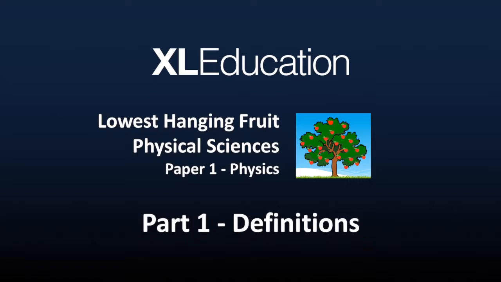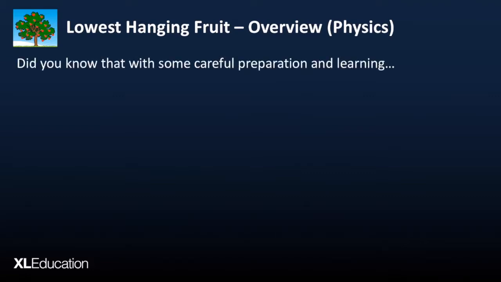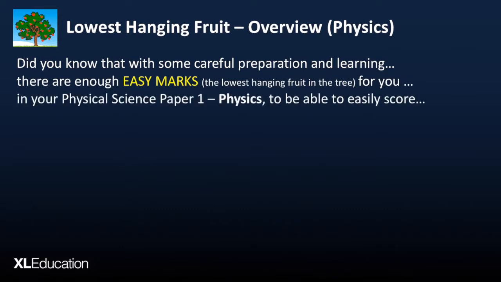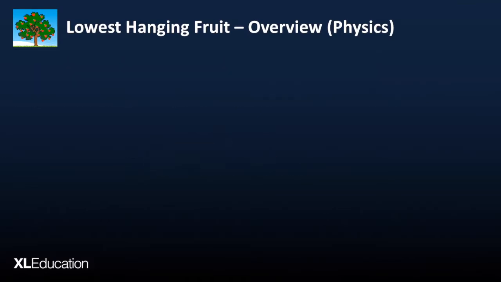Today I want us to look at the low-hanging fruits which we find in physics paper 1, which is basically some easy marks that you can easily collect. The video for today, my main focus is on definitions, right? If you are carefully prepared and you have learned quite well, there are enough easy marks, which we call the low-hanging fruits, that you can find in your physics paper 1, so that you can easily score 40% or plus. You can score up to 50% or so, depending on that year, if you are very lucky.